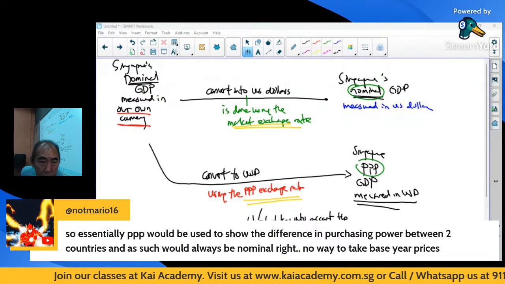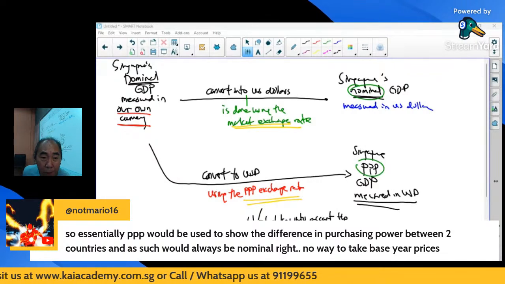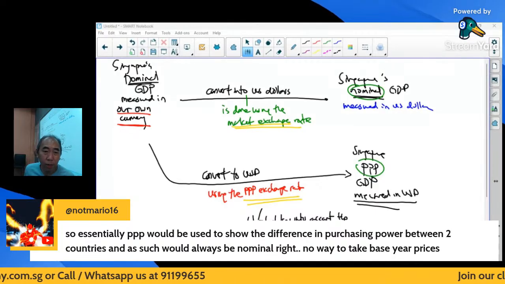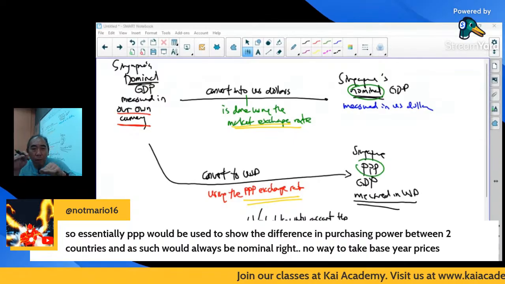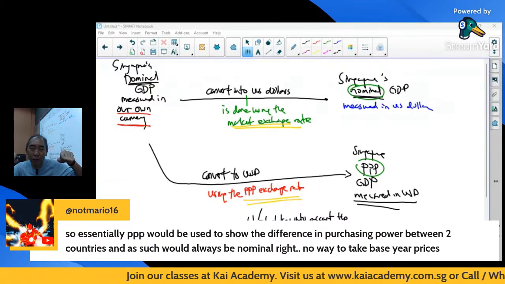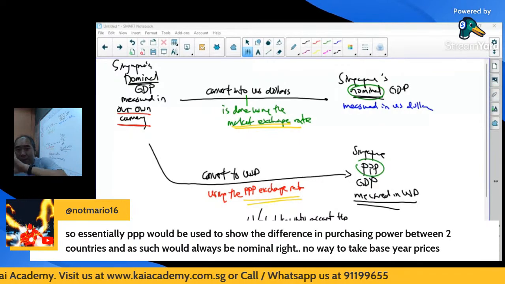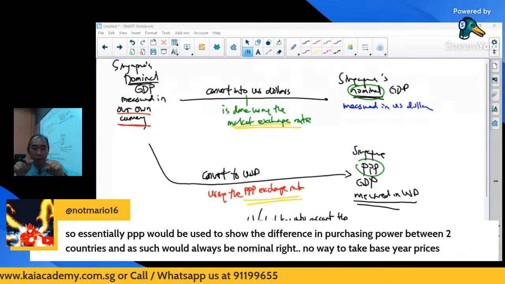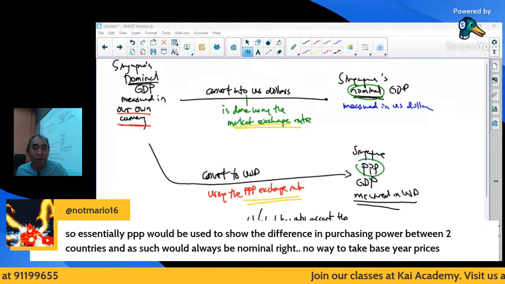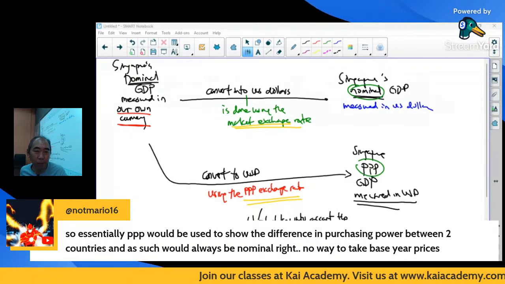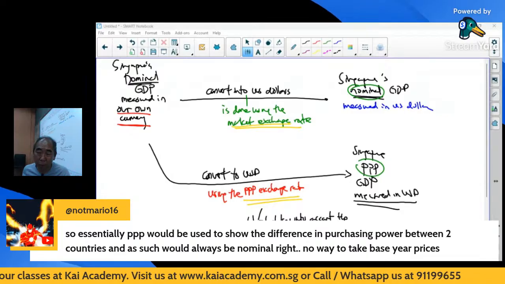So essentially, PPP would be used to show the differences in purchasing power between countries, yes, and as such would always be nominal. No way to take base year, correct? Because PPP is to compare two different countries at the same point in time. Base year is always about over time. So base year is now versus last time. PPP is for comparing now versus now in two different countries. So you will never ever use base year prices. You always use nominal to convert, correct? Just that after we convert, we don't call it nominal, we call it PPP GDP or PPP GDP per capita.